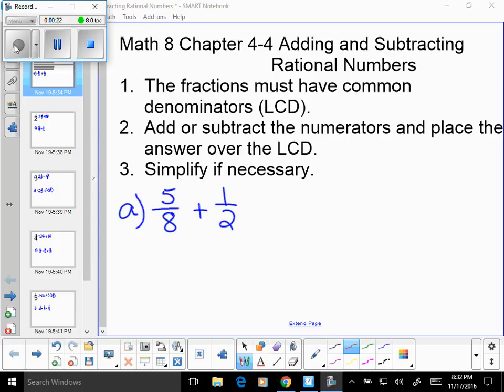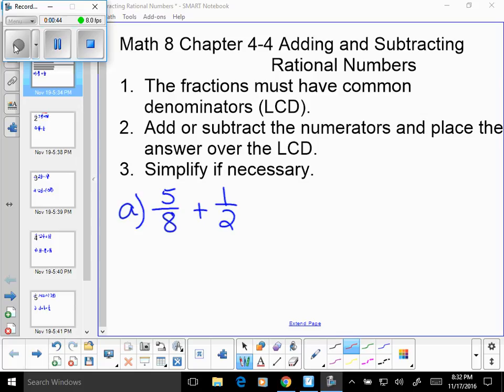Remember that when you add and subtract fractions, you have to have a common denominator, and we usually use the least common denominator. We are going to have to change our fractions to equivalent fractions, and then note, we only add or subtract the numerators, we just keep the LCD, and then we are careful to simplify if necessary.